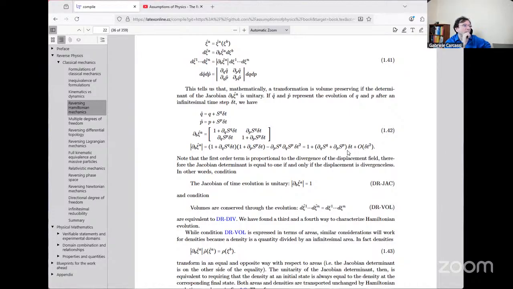Note that the first order term is proportional to the divergence of the displacement field. Therefore, the Jacobian determinant is equal to 1 if and only if the displacement is divergence-free. In other words, the condition that the Jacobian of time evolution is unitary, and the condition that volumes are conserved through the evolution, are equivalent to the displacement being divergence-free. We have found a third and fourth way to characterize Hamiltonian evolution.